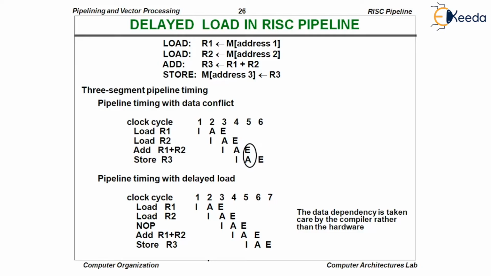Now, let us talk about how delayed load is going to be performed in the RISC pipeline. What is delayed load? Let us recall what a delayed load is. Whenever there is a data dependency, we are going to delay fetching of the next instruction, right? Similarly, when it comes to the RISC architecture also, we are going to perform delayed load by using a simple mechanism. Let us understand that mechanism.